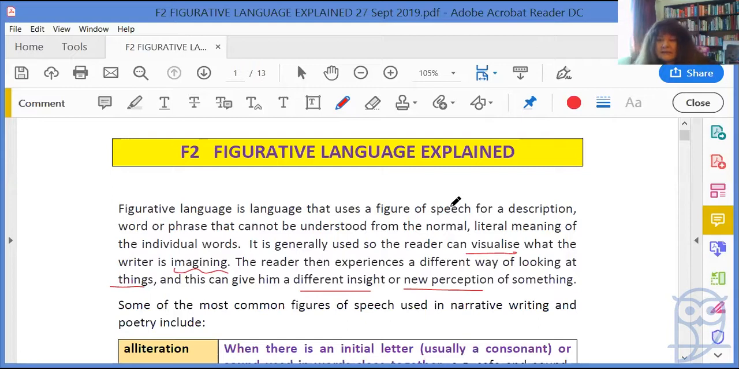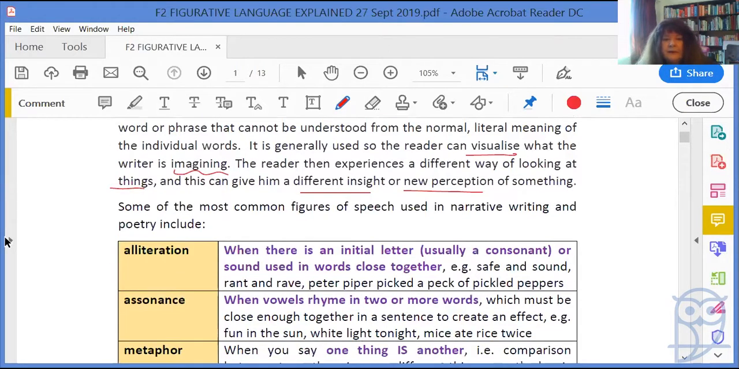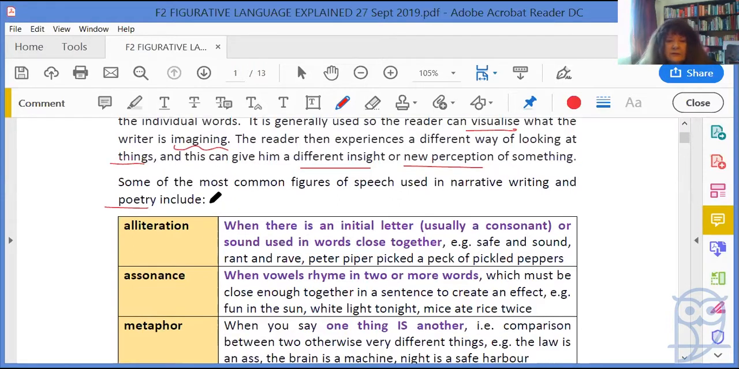We're going to look at 6 very common figures of speech that you really, really need to know. We're going to go through them, and a bit later on we'll look at some examples. The first one is very commonly used in narrative writing and poetry. Don't forget poetry. If you have to analyze a poem, you need to know some figures of speech because the poet is definitely going to use them.